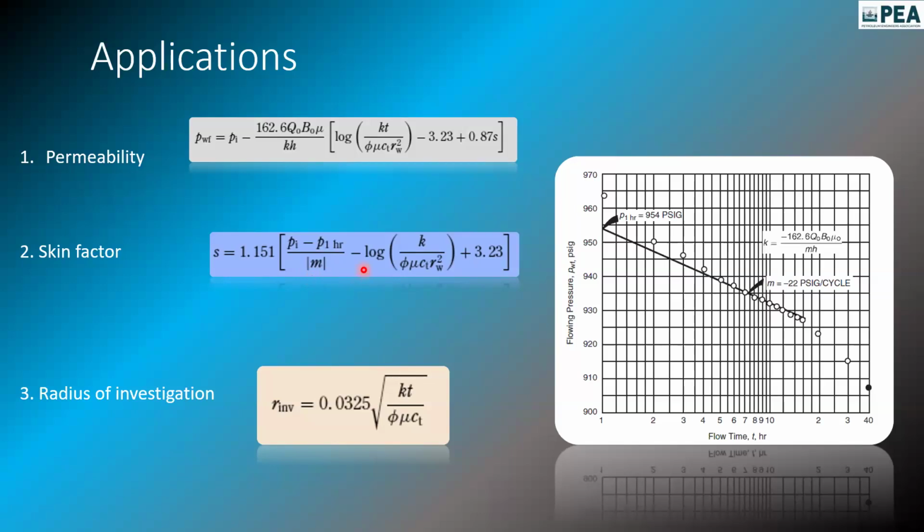Its absolute value has to be taken, minus logarithm of K. Since you already calculated permeability earlier, you can use that value to estimate skin factor, and the remaining things are common with the earlier formula. Then the one which we started in this session is radius of investigation. So r_inv is equal to 0.0325 root over K into time, divided by phi mu c. So permeability you estimated, time you need to specify. Why? Because when time changes, radius of investigation also will change.